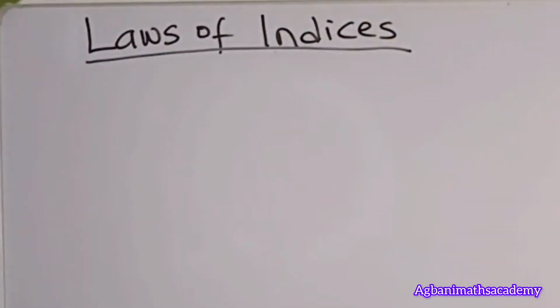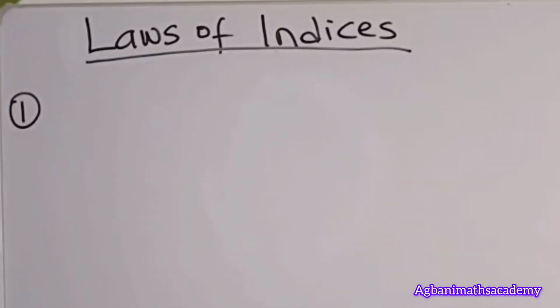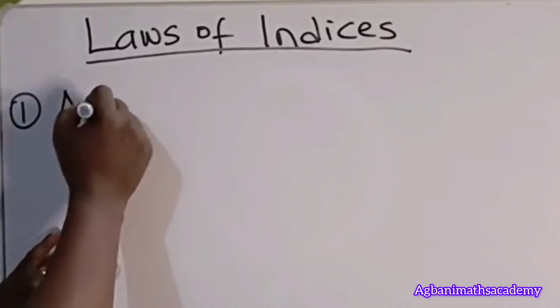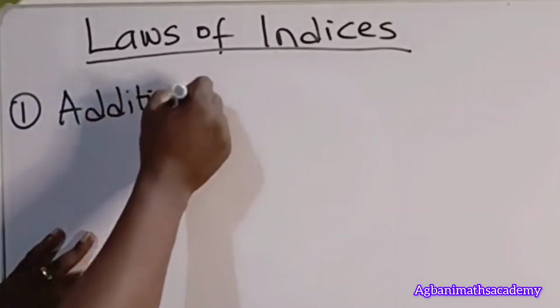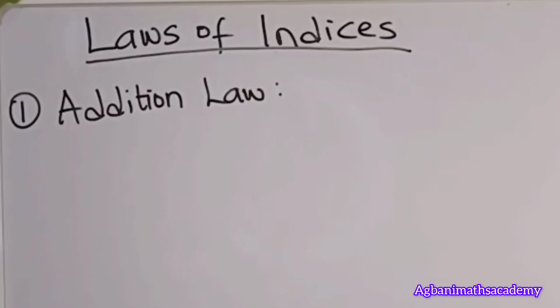The laws of indices. The first law is the addition law. So this law states that when you are multiplying two index numbers with the same base, all you need to do is add the powers.